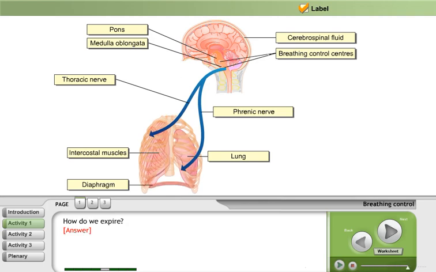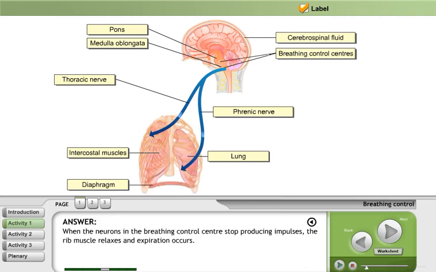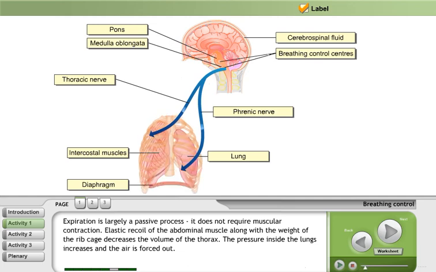How do we expire? Answer: when the neurons in the breathing control center stop producing impulses, the rib muscle relaxes and expiration occurs. Expiration is largely a passive process. It does not require muscular contraction. Elastic recoil of the abdominal muscle, along with the weight of the rib cage, decreases the volume of the thorax. The pressure inside the lungs increases and air is forced out.